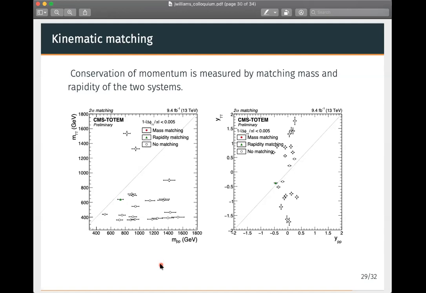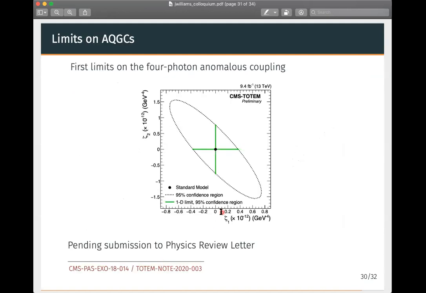So the analysis isn't over at this stage, right? We need some conclusion. And so what we do in particle physics, when we see nothing, see no events that are consistent with new physics, we communicate that to the community by placing limits. And so here you can see the limits that we placed on two parameters that govern this 4-photon coupling, zeta 1 and zeta 2. You can see those here.